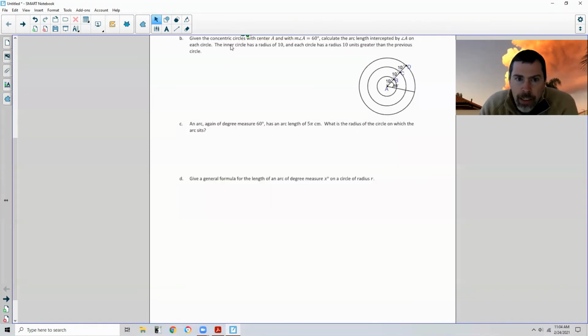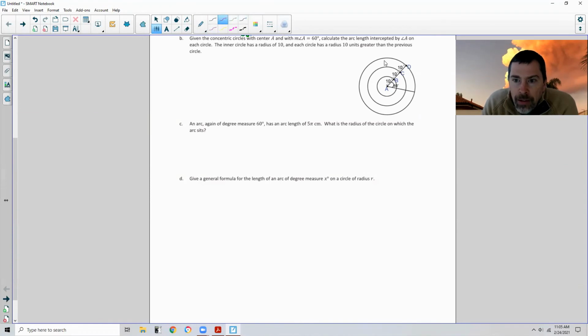Part B says, given the concentric circles. What that just means is you have multiple circles with different radii and the same center. So the center is A. Think of a target. A is the center. This is a circle with center A with a radius of 10. This is a circle with center A with a radius of 10 plus 10, or 20. And D way out here is a circle centered at A with a radius of 30. They're all 60-degree central angles here.